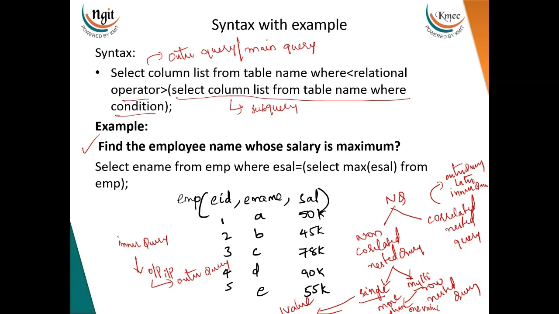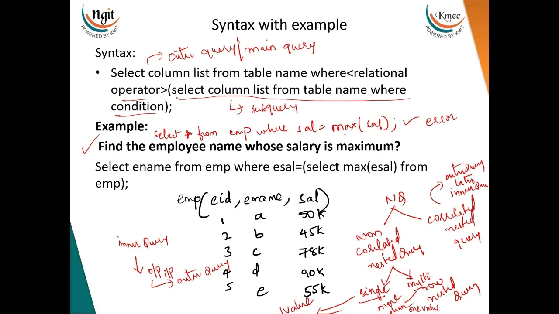So can we execute this query using a normal query, a simple query? Suppose that I'm going to write select asterisk from employee where salary is equal to max of salary. Now, when I execute this query, you're going to face an error saying that the aggregate functions cannot be applied with the where clause. Max of salary is a kind of aggregation function.